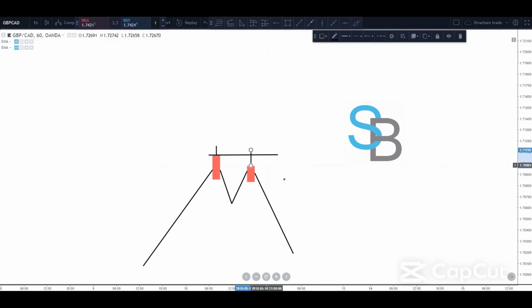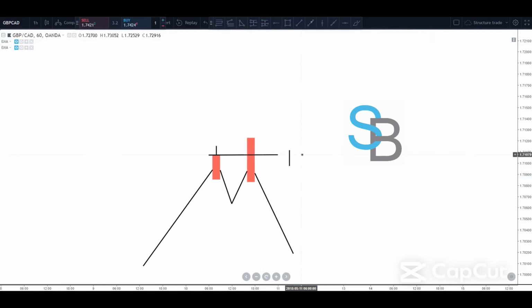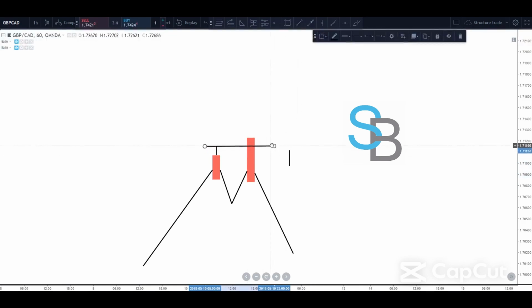So we need that wick to at least touch the top of the body of that first top, and we need to make sure that the body of this second top does not close above the wick of the first top. So that's a pretty simple concept. Hopefully you're understanding that quite well. If not, just go back and rewatch this part of the video, and I'm sure you'll have no problem getting it. So this is what qualifies a regular double top and double bottom for us.